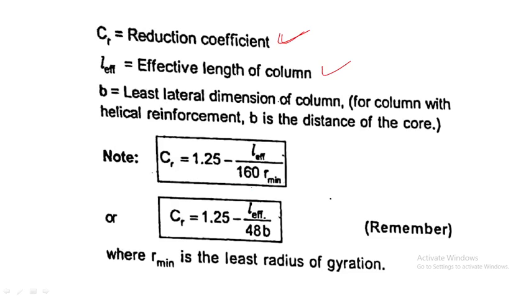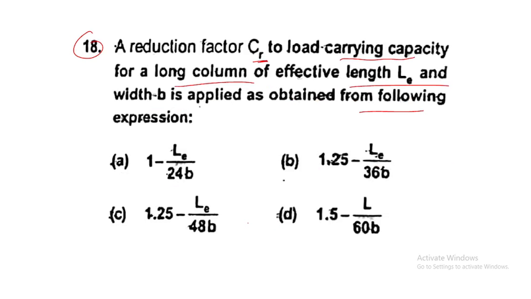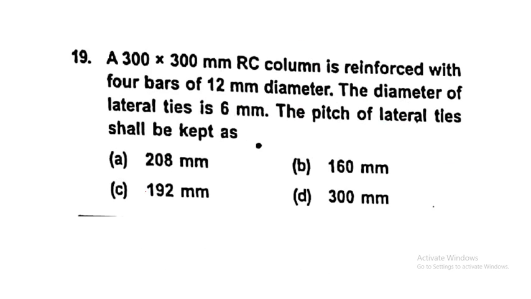Now CR is equal to 1.25 minus L effective by 48 times B. So the answer for the given question is C, 1.25 minus LE by 48 times B. Next question.